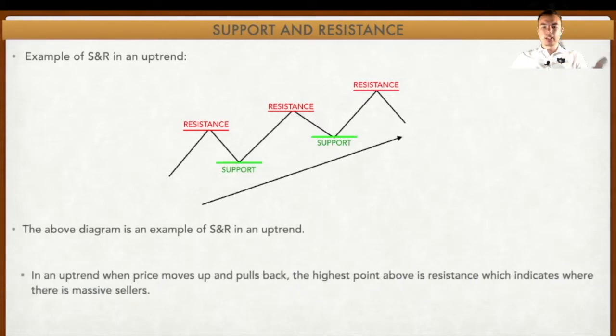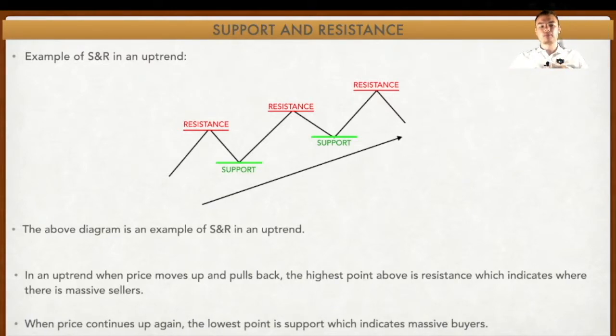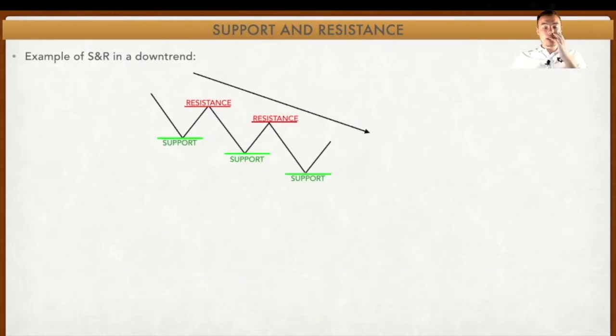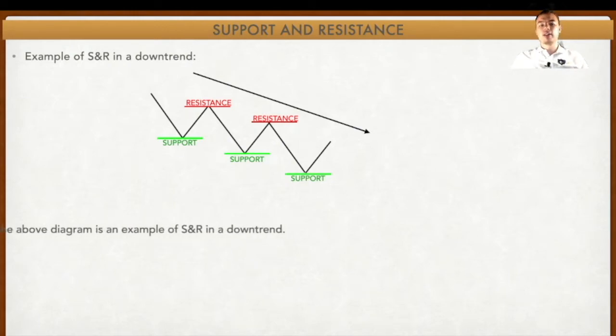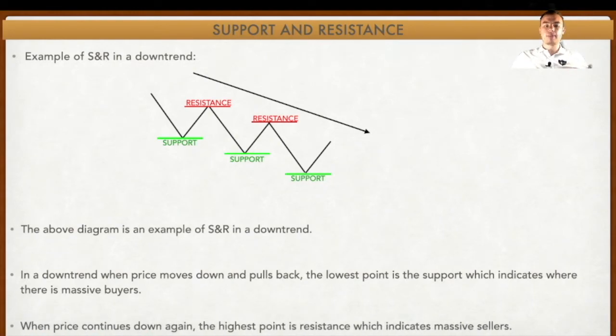Now, like I said, this is an example in an uptrend. Price will go up, pull back, hit a support, and then continue, hit another resistance, fall back, hit another support, and carry on going up. That's how it goes. This is an example of support and resistance in a downtrend. Remember, it stays the same: support is at the bottom, resistance is at the top. It's just that the price is now decreasing. So it's exactly the same as an uptrend, just the opposite way.